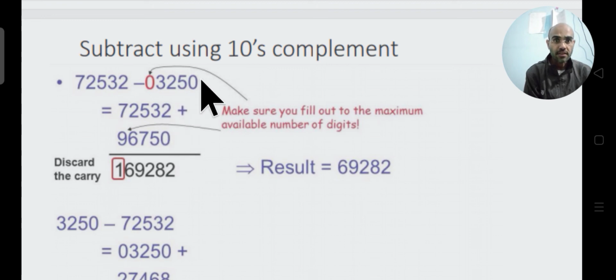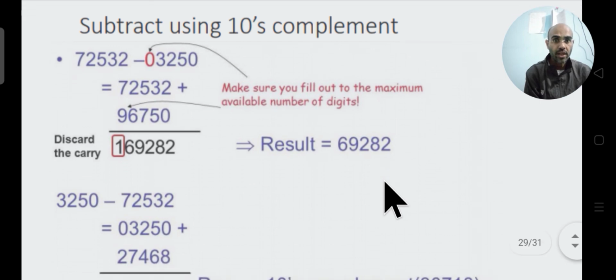So our answer, the tens complement of this, is 96750. If we add this number to the other number, then the answer will have a carry. That carry we have to discard, and our final answer will be 69282.